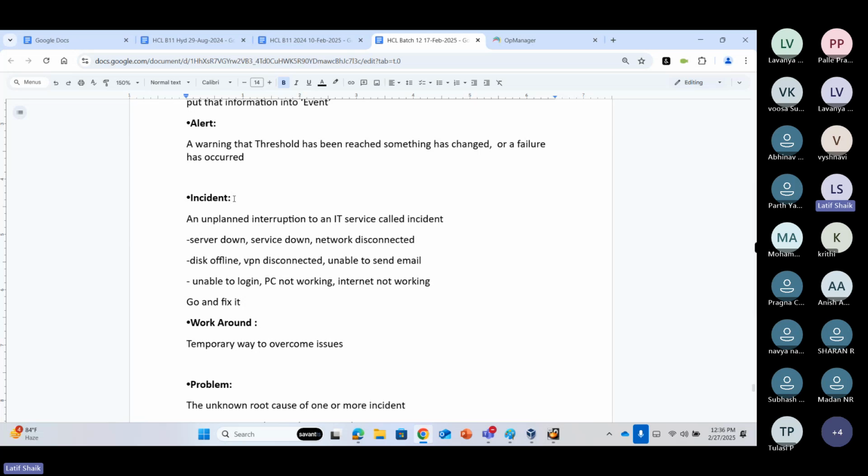IRCTC, I didn't check it right now, but earlier 11:30 night to 12:30, the entire 1 hour is planned downtime. In that time, you can't book any ticket. You can do some queries, but you can't book the ticket because the backend backups and all the service related updates will be done in that 1 hour period only. That's called planned downtime.